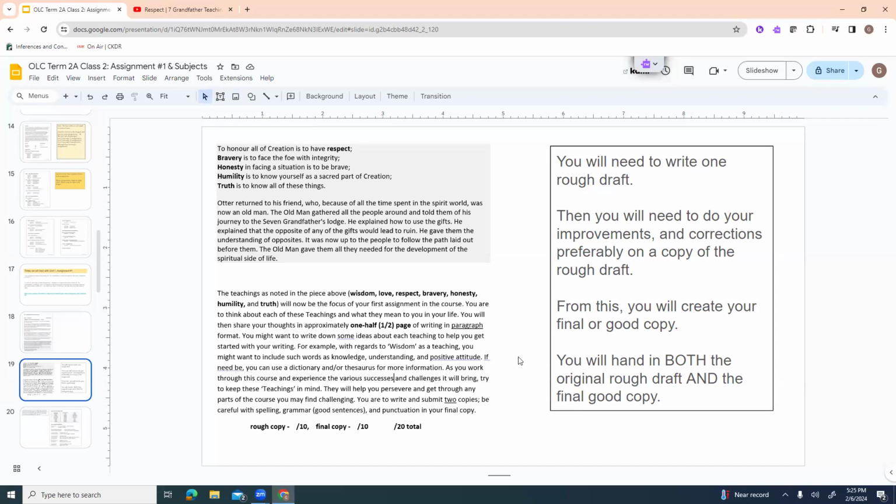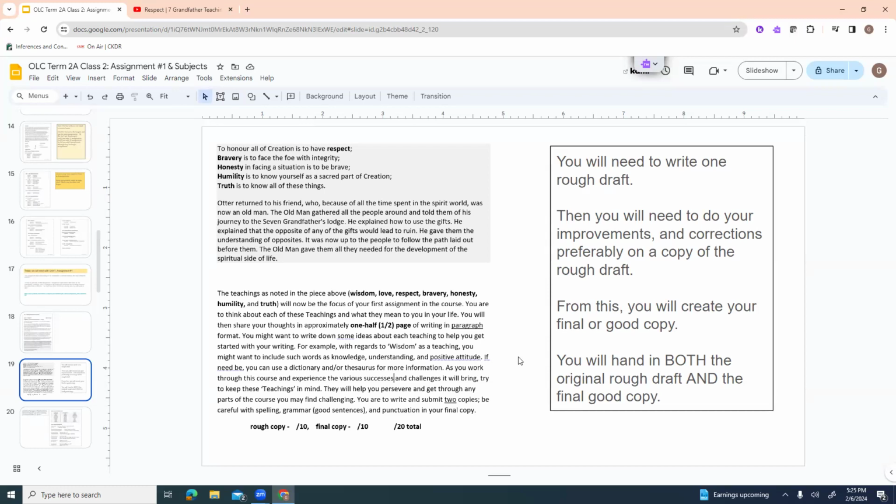So, for example, with regards to wisdom as a teaching, maybe some words that immediately come to mind are things like knowledge, understanding, or positive attitude. If need be, you can use a dictionary or a thesaurus for more information. However, I want to point out, I'm not expecting you just to look these up and give me the dictionary definition. I'm far more interested in what they mean to you or how you feel like you've demonstrated or even not demonstrated those teachings throughout your life. Sometimes in different parts of our life, one teaching may be more important than another.